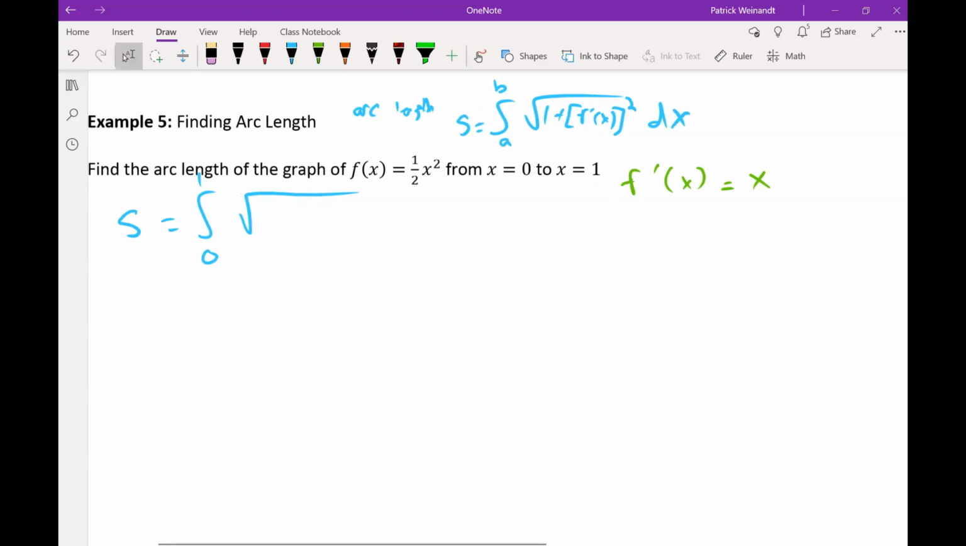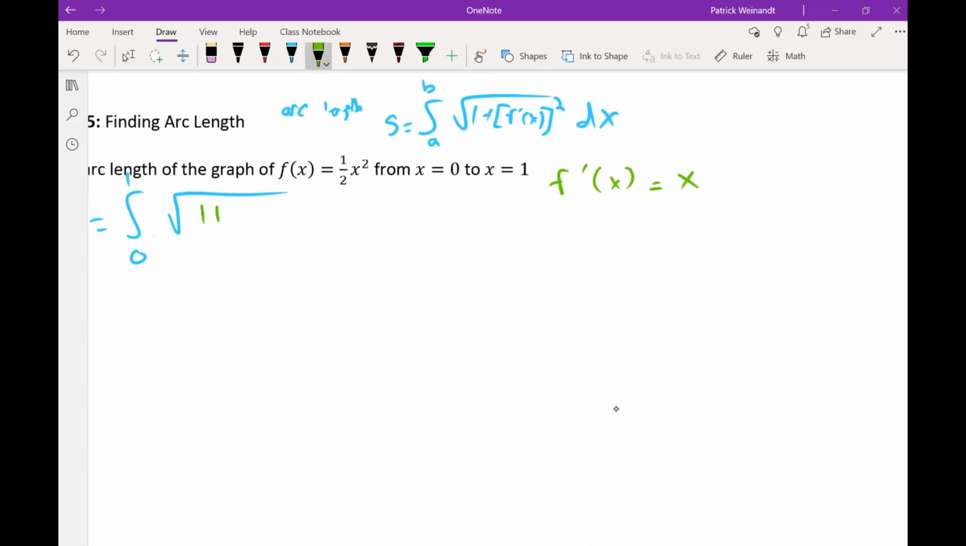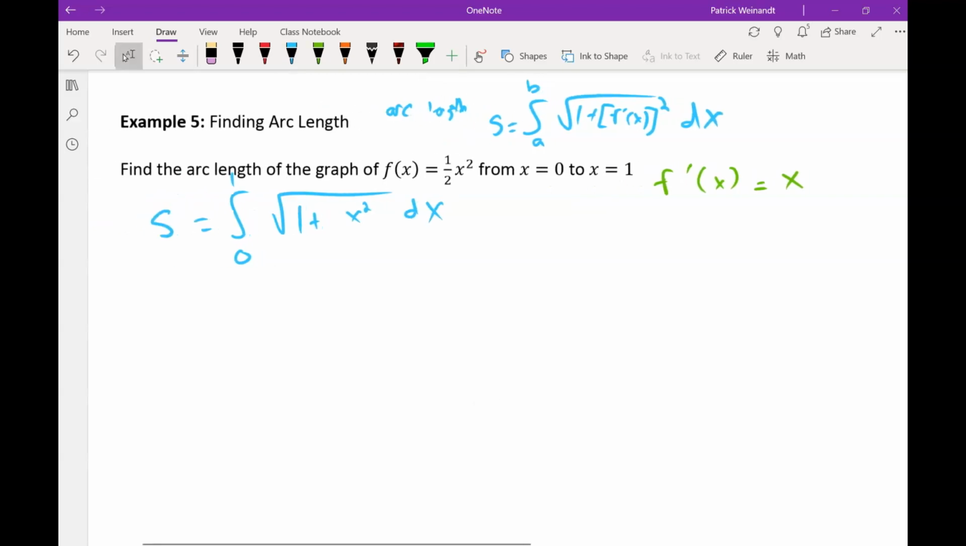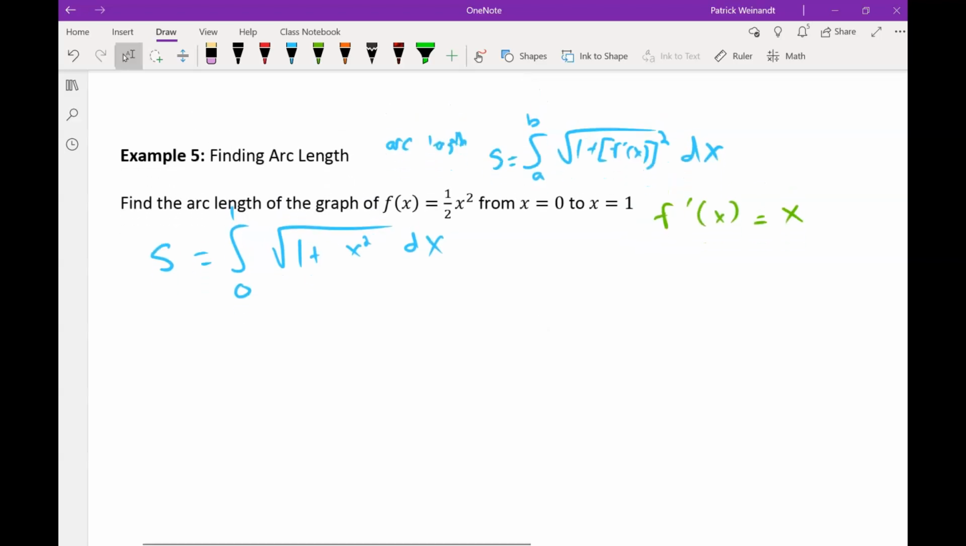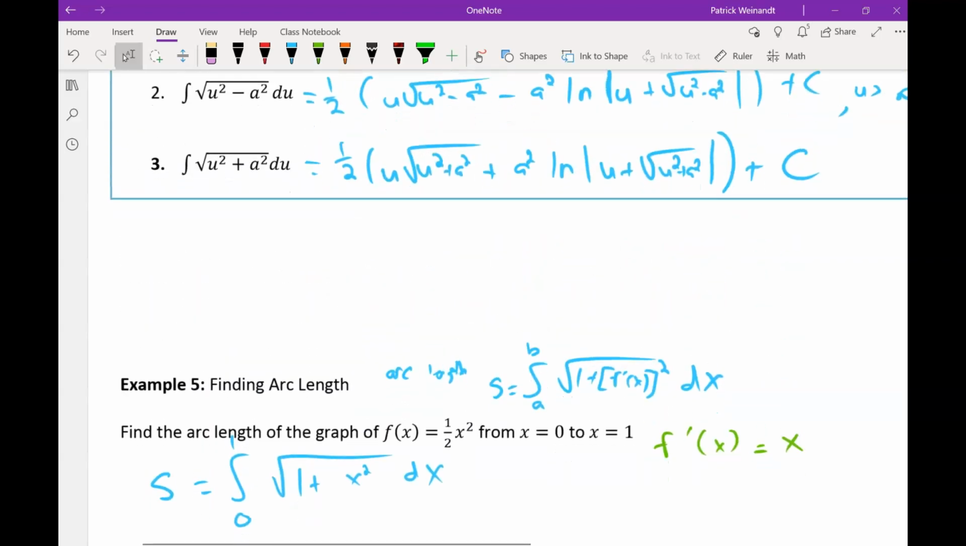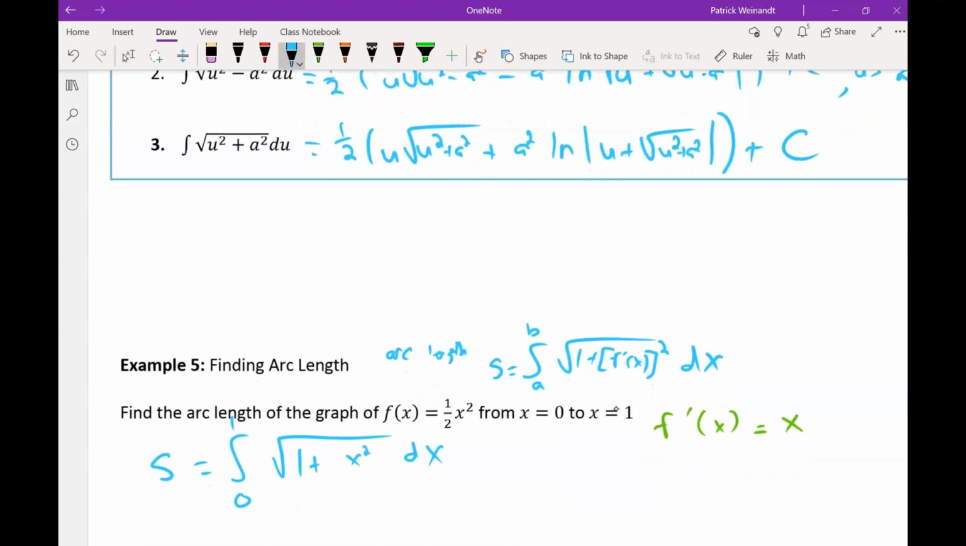So plug that in. We're going to get the square root of 1 plus x squared dx. And you should be able to recognize that this is in the form of the square root of u squared plus a squared du, because dx is what you would get if you did the derivative of u. You should recognize that this is in the form of u squared plus a squared du.